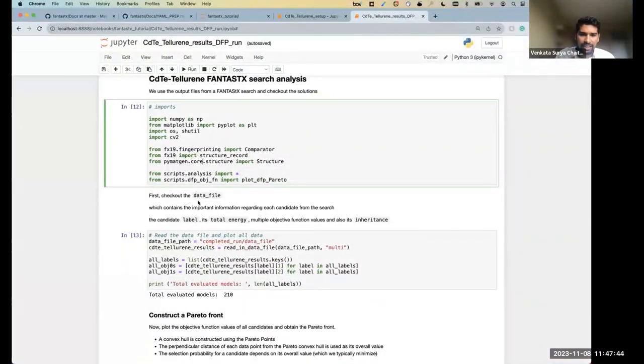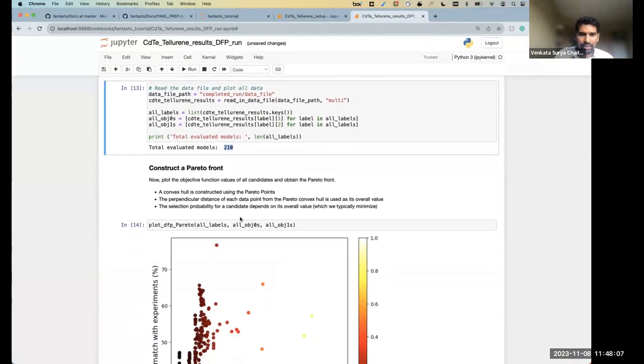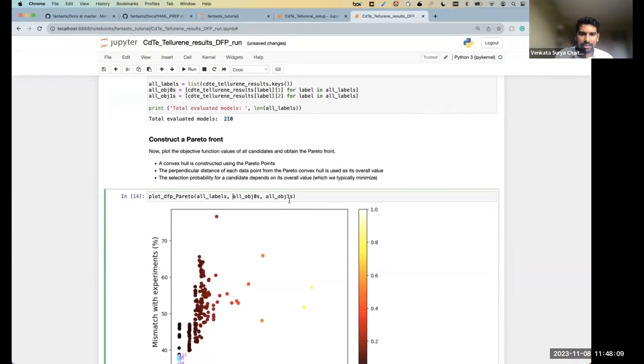So once we have the data file, we are going to load the scripts to analyze, and we can see in total we have 210 calculations evaluated. We specified a population of 200, and we are using 10 workers. So there is an overhead of 10 calculations. So the total becomes 210. And now we are going to construct a Pareto plot with this convenience function.